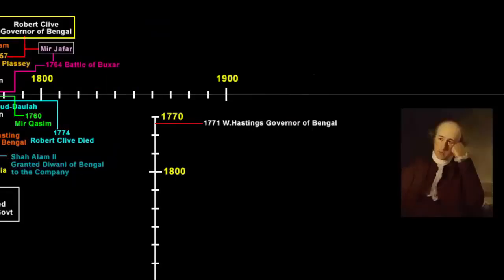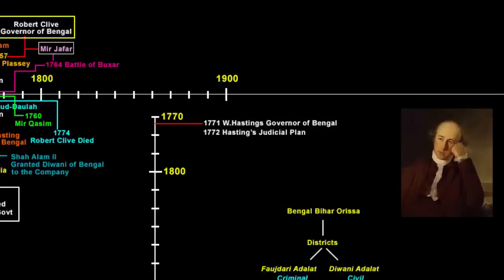Now, keeping that in mind, in 1772, Governor Warren Hastings formulated a new system of justice, which was also known as the Judicial Plan of 1772. So, what happened was the area of Bengal, Bihar, and Orissa was divided into several districts. Each district was to have two courts, a criminal court, which was named Faujdari Adalat, and a civil court, which was named Diwani Adalat. And each of these districts had an English collector as its head. Now you can relate how the present day district administrative system came into existence.